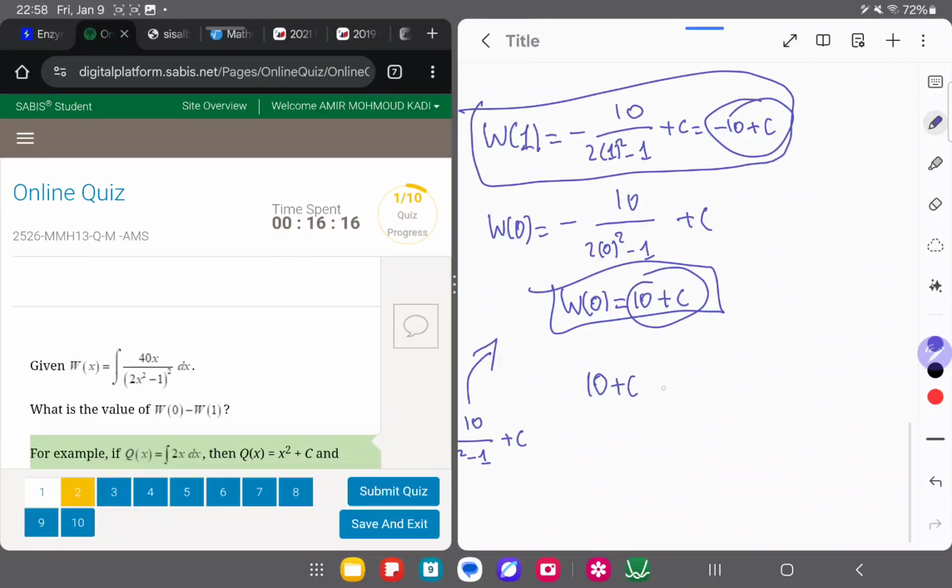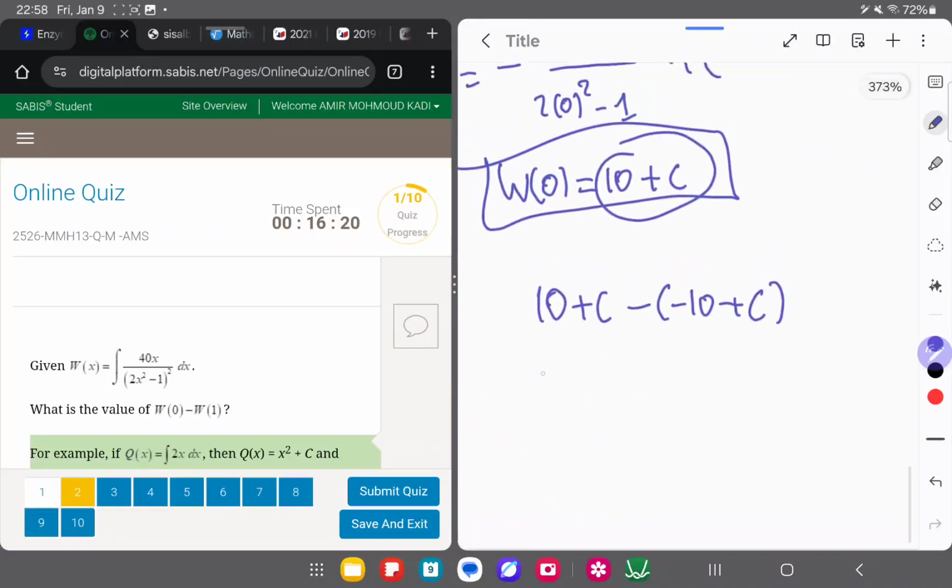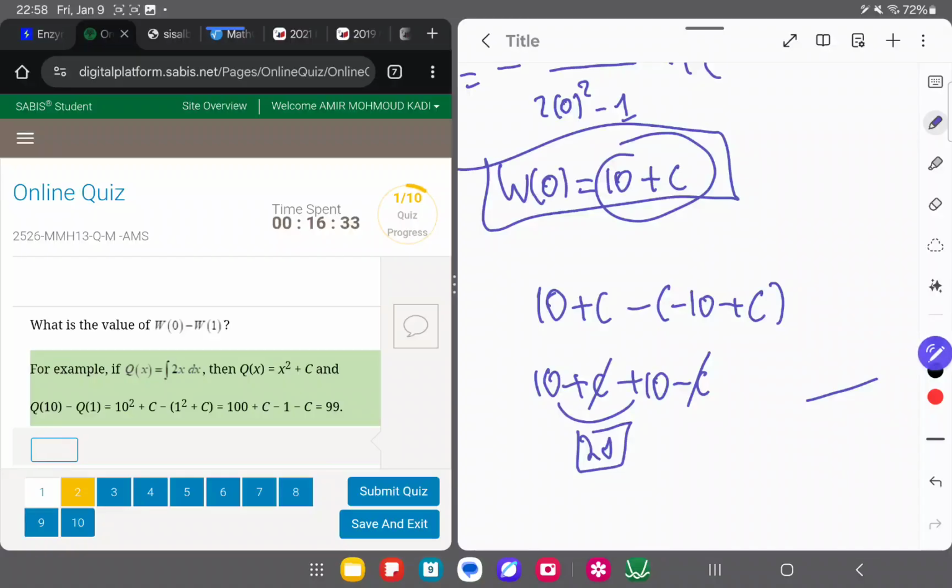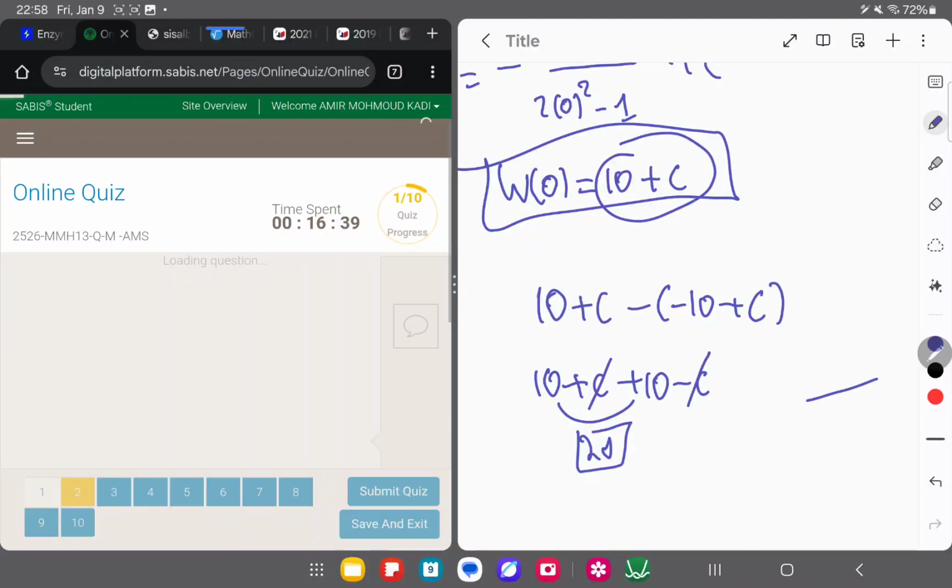So let's see. Okay. So we distribute the minus. So yeah, we cancel them. And then we only have to add 10 plus 10, which is 20. I'm using the hint over here as given. So 10 plus 10 is 20. Moving on.